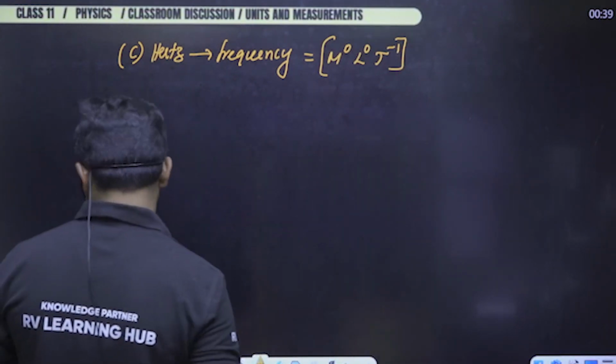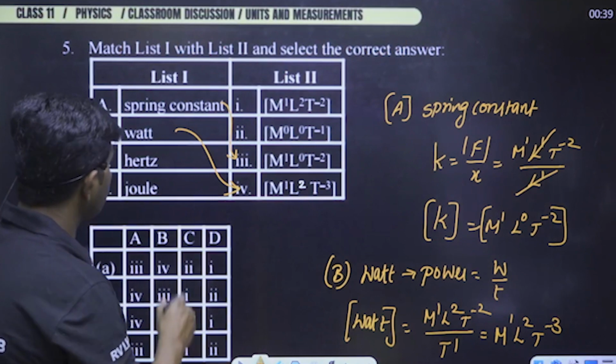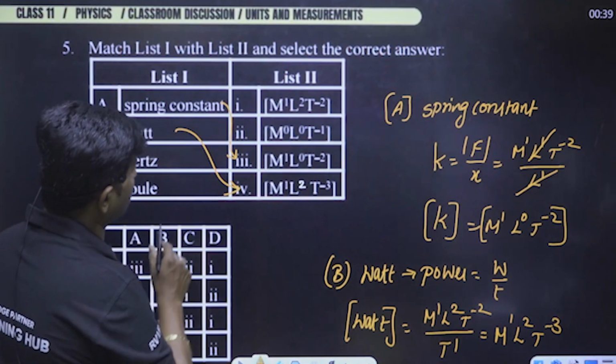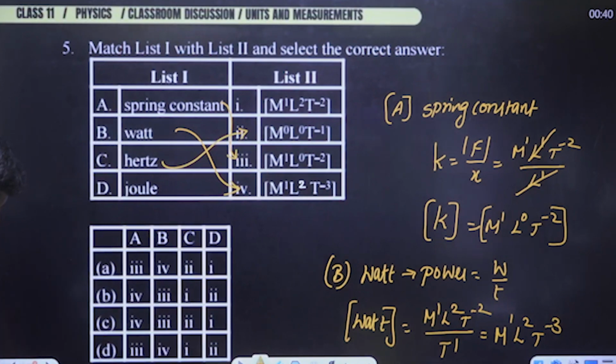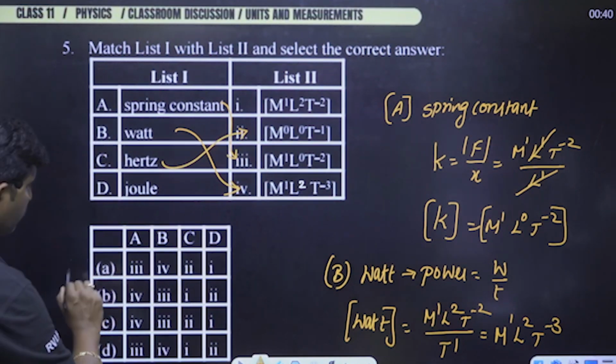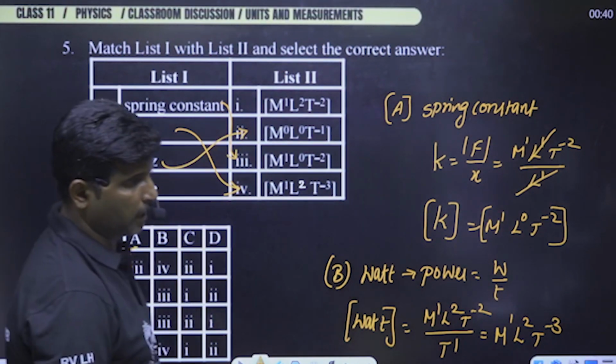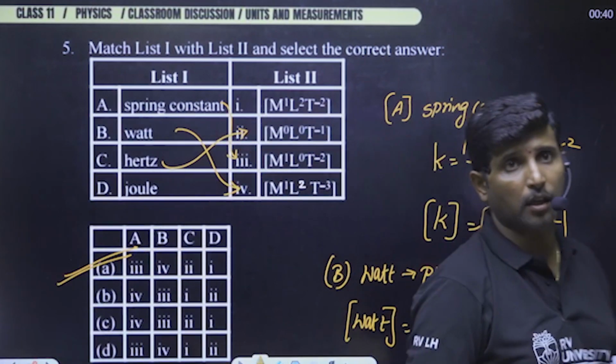Okay. Therefore, what is the option we can say here? Hertz is T power minus 1 here. So we can go like this. Whenever we observe this, we will get option A as the right answer. Option A is the right answer. Please go through it.